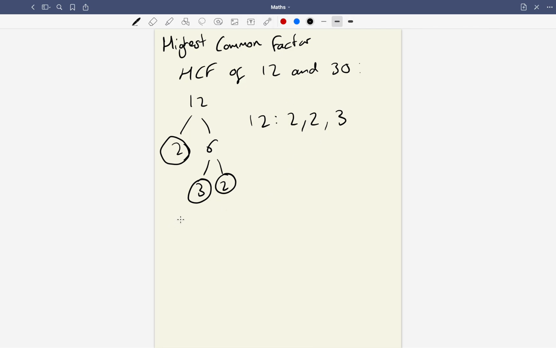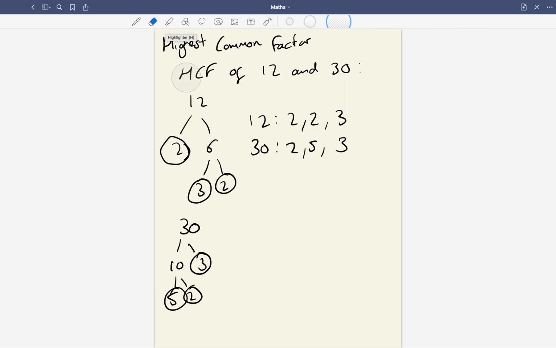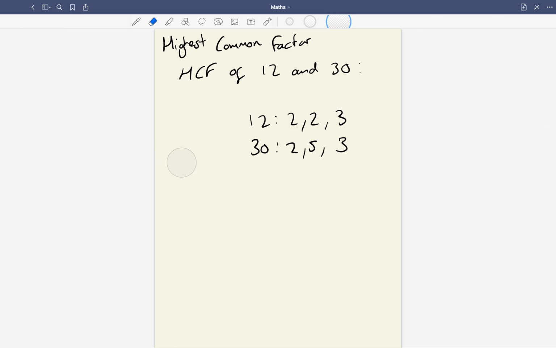Now we do the same thing with 30. So 30, we get 10 and 3, and 10 breaks into 5 and 2 down here. 5 is also a prime number. So for 30, we've got 2, 5, 3. So that was how we did it with the factor trees. Obviously, another way to write the factors of 12, for example, is you can just say 6, 2, or you can say 3, 4. That's not what we're looking at right now. We're just looking at it in this form. These numbers are all multiplied together to get that number, and these numbers are multiplied together to get this one.